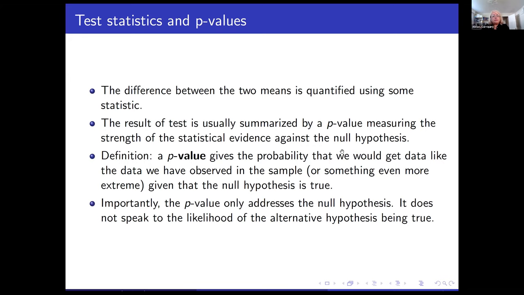But let's suppose that we were to do this hypothesis test. How would we proceed? Well, we would quantify the difference between the two means using some test statistic, a t-test or something. And then typically we would summarize our results using some p-value that measures the strength of the statistical evidence against the null hypothesis. Now, we all remember the p-value definition. That's just the probability that we would get a statistic that is at least as extreme as the one we obtain in our sample if the null hypothesis is true. So we're conditioning on the null hypothesis being true. And so obviously, very importantly, the p-value doesn't tell us a thing about whether the null hypothesis is true or not. It assumes that the null hypothesis is true, and it says nothing at all about the alternative hypothesis.